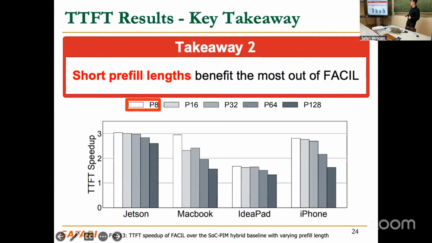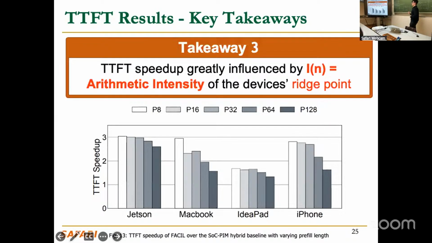We can also see in the figure here that for prefill length of 8, each device achieves the highest TTFT speedup compared to other prefill lengths when we consider a single device, for example, for Jetson. And the last key takeaway for this metric is that this metric speedup is greatly influenced by the arithmetic intensity of the device's reach point in the roofline model. I assume you are familiar with the roofline model. So the idea is that the lower the arithmetic intensity, the faster the TTFT speedup diminishes. And this can be easily seen here in the paper.